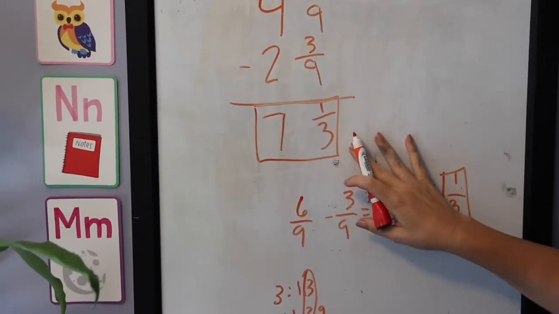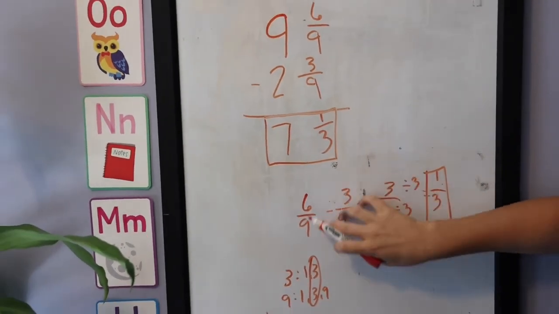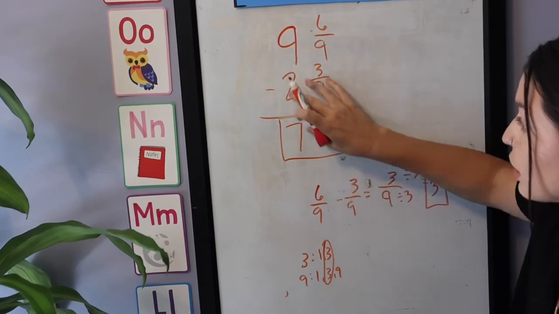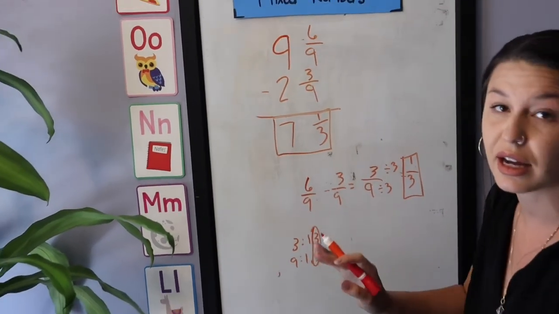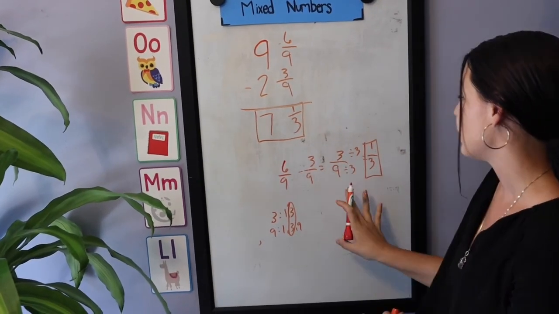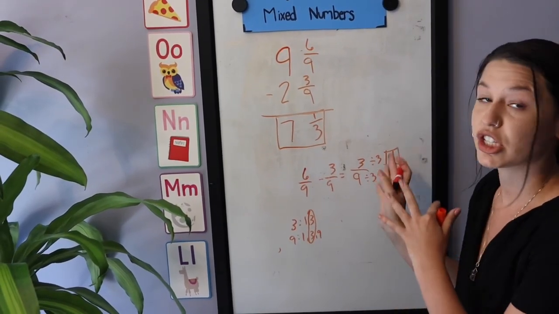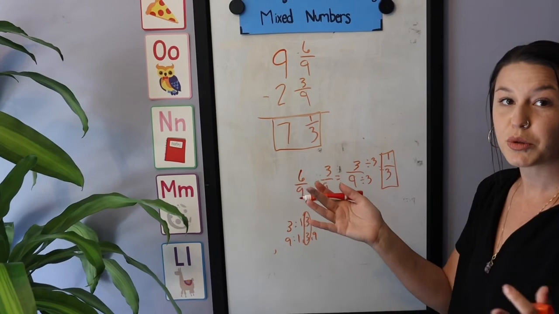If you feel more comfortable doing your factors and simplifying after you find your whole numbers, you can. I think it's easier to do it this way and then subtract your whole numbers. So take care of your fractions and then look at the whole numbers.